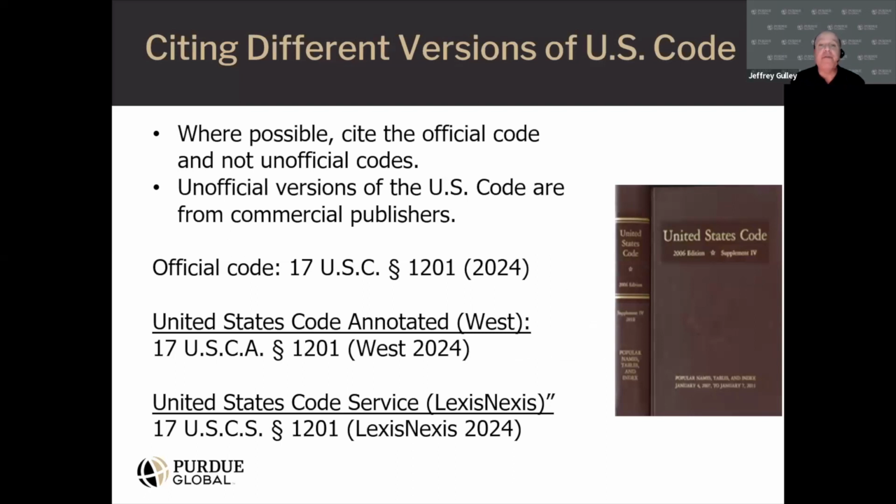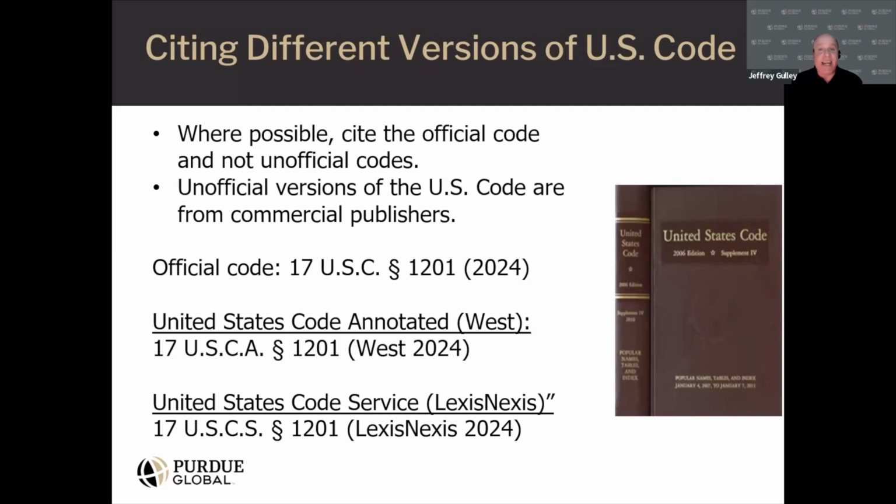There are different versions of the US Code simply because there are commercial publishers out there. So where possible, you want to cite the official code and not the unofficial codes. The official code is actually published by the US government, by the Government Printing Office. The unofficial versions are from commercial publishers. I have those listed there for you as well.